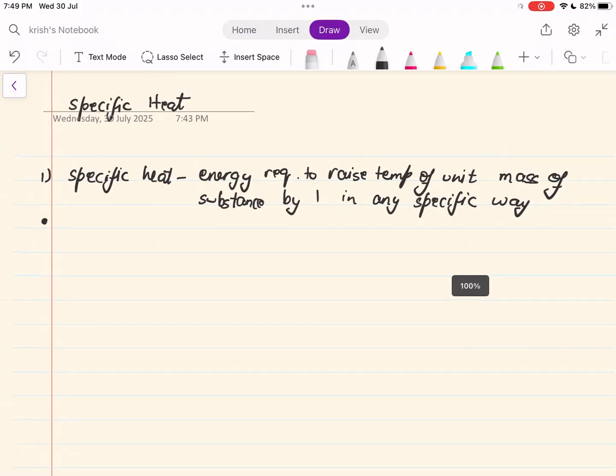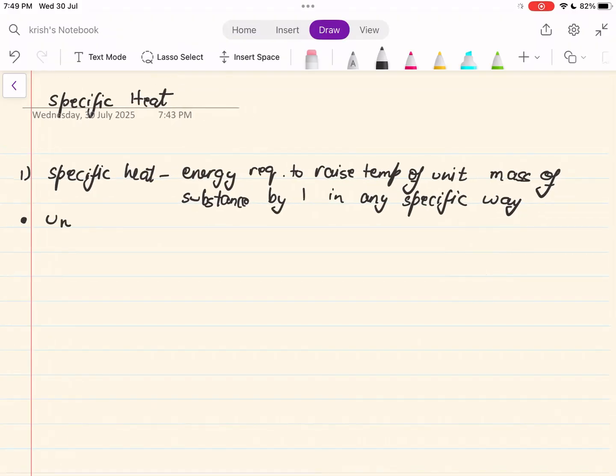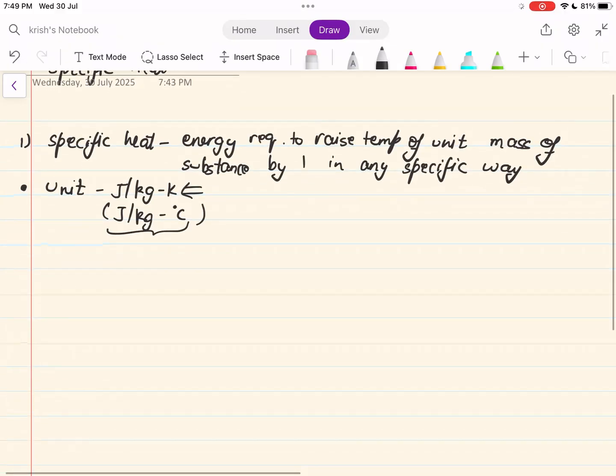Don't really need this. The unit is important: joule per kilogram Kelvin, because sometimes in the tables it might be given as kilojoule, so you have to convert it, or joule per kilogram degree Celsius. However, this is not used as much. This is the one that we use, right?